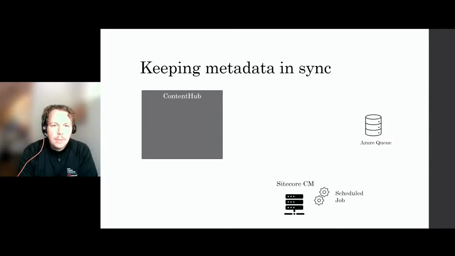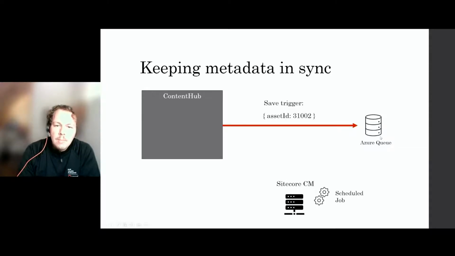Okay, so this is upon choosing an asset, but what happens if someone changes this metadata and no one thinks of updating the CMS? What we can do is set up a save trigger and an action, and this will write save messages into an Azure queue. It basically writes that the asset ID with this number has changed. It actually even includes a change set, which field has changed, which field values. All we actually need for this implementation is the actual ID of what has changed.